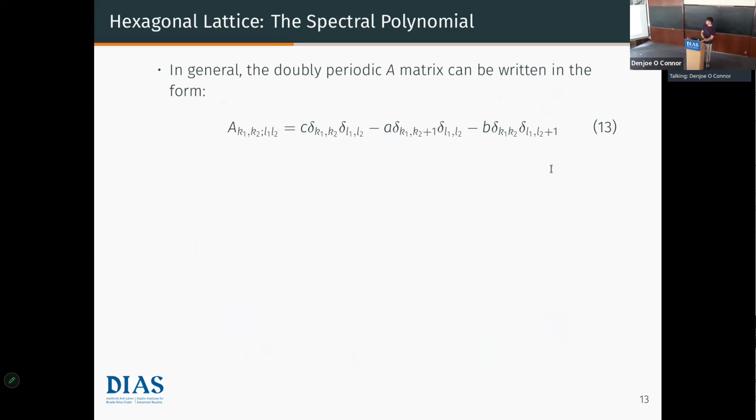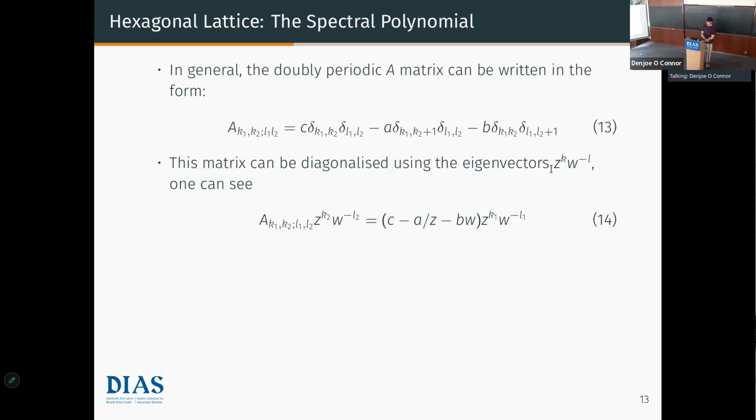So where K1 and K2 are the x coordinates of the black and white vertices respectively, and L1 and L2 are the y coordinates of the black and white vertices respectively. So this matrix can be diagonalized using eigenvectors z to the k and w to the minus l, such that we get eigenvalues of the following form.